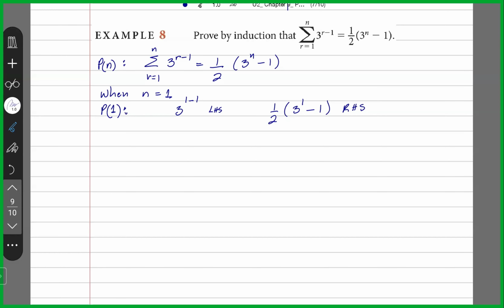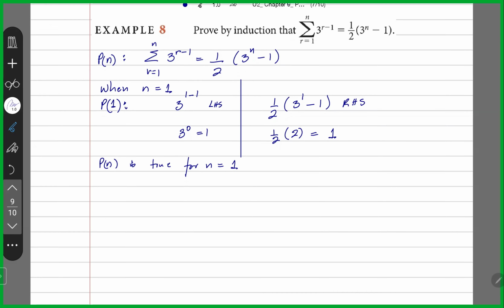All right, so let's simplify. To the left, we have 3 to the 0, which is 1. To the right, we have a half. 3 to the 1 minus 1 is 2. And a half of 2 is also what? 1. So now we know that P1 is true, for n equal to 1, and that is so because both the left-hand side and the right-hand side came out to be the same.